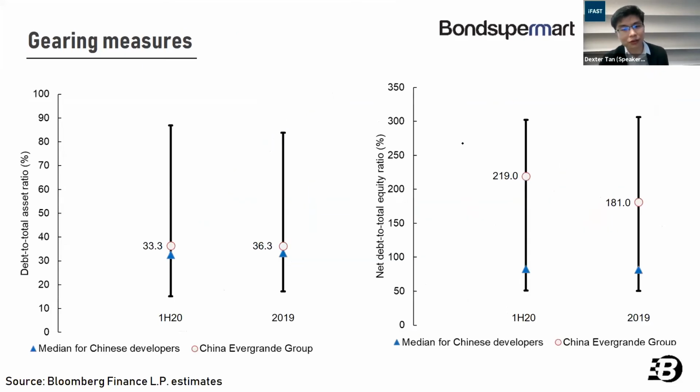And as for its gearing measures, we have two gearing measures here. We have debt to total assets, and then net debt to total equity. Debt to total assets is one of the measures you can take for a certain issuer. It measures how much debt it has relative to the amount of assets it has on its balance sheet. Of course, you can also measure the gearing just by looking at the net debt to total equity.